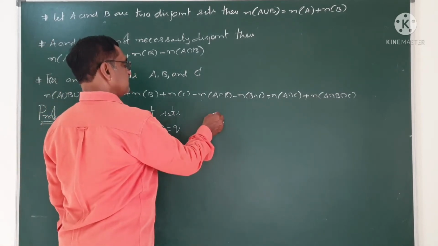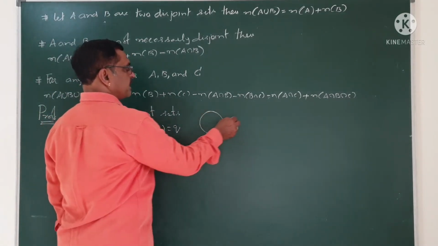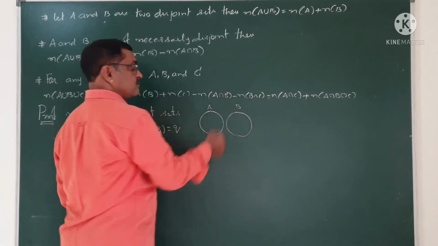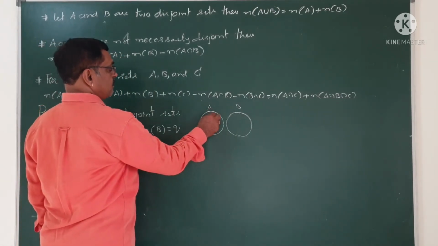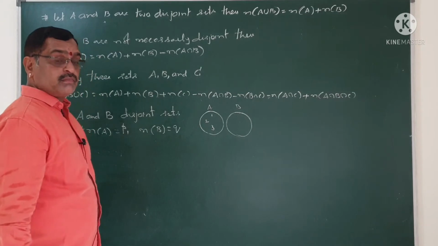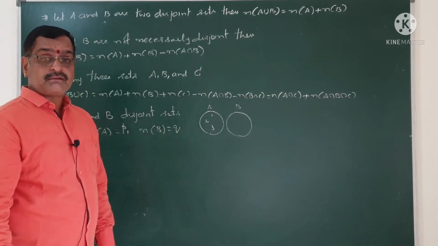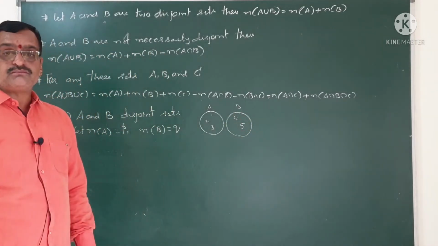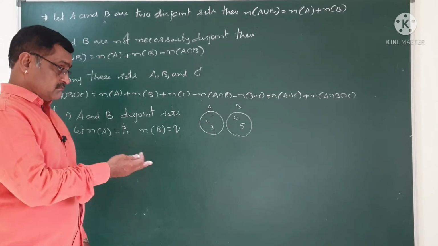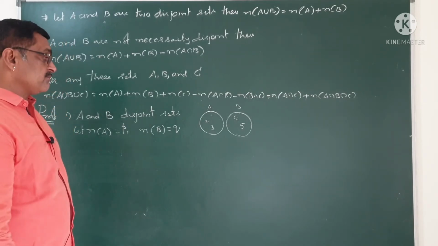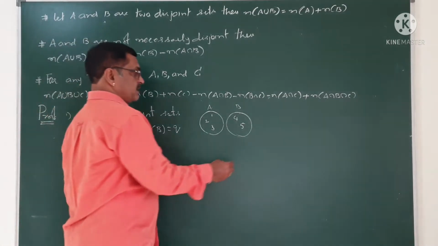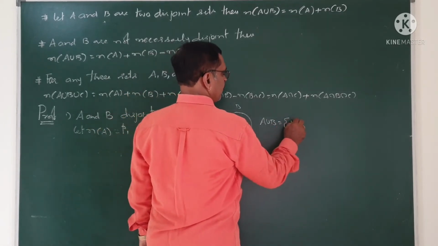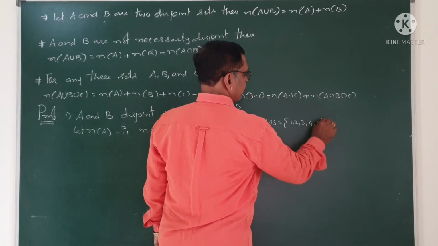I will take the help of a Venn diagram. I am not drawing any universal set here. This is A and this is B. Let A have elements 1, 2, 3, so n of A is equal to 3. And B, let it have 2 elements, so n of B is equal to 2. Now, there is no common element, that means they are disjoint. So, how many elements are there if I find A union B? A union B is equal to {1, 2, 3, 4, 5}.